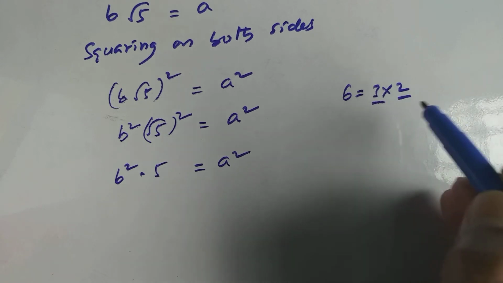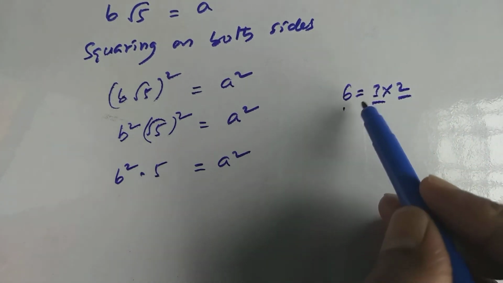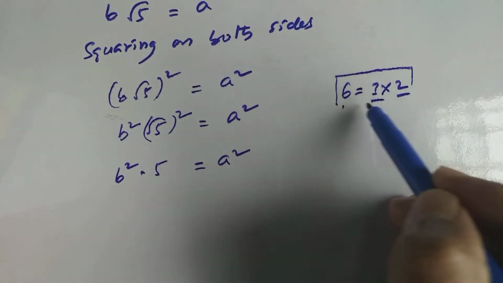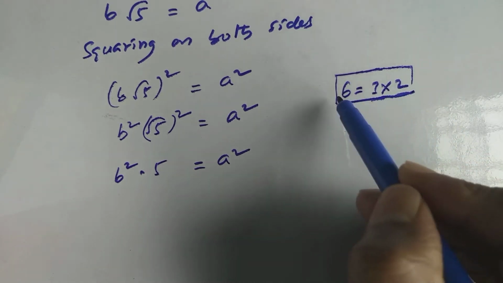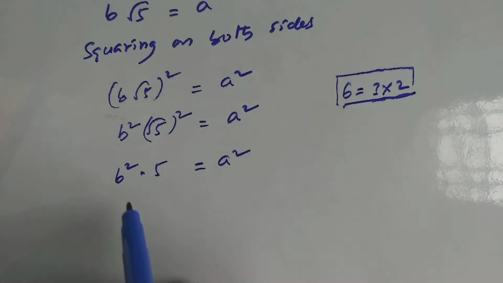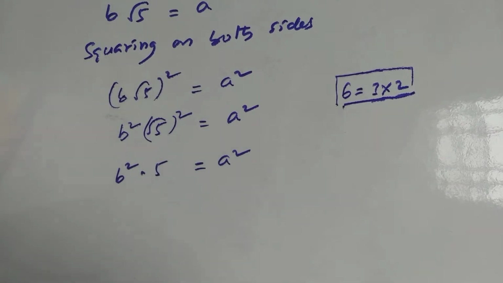So 3 and 2 are the factors of 6. If any number is the product of two numbers, then those two numbers are the factors of that number. Now here b and 5 are the factors of a square.